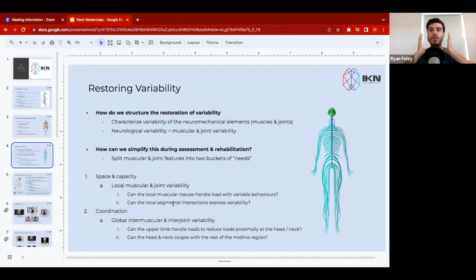How does this local region around the head and neck, which is what the intention is for this masterclass, how is that interacting with the upper limb as a whole? How is it interacting with the rest of the spine as a whole? Okay, but again, looking locally, how are the muscular tissues around the head and neck? How are they expressing variability? Okay, so those are two separate buckets of needs.